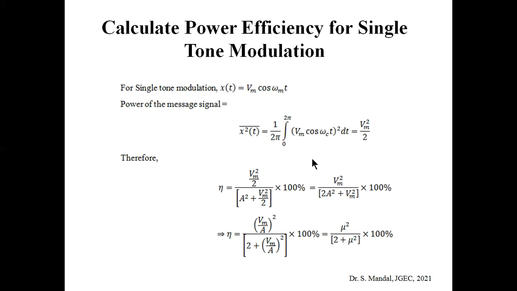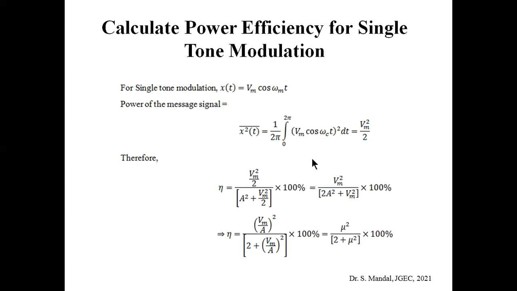Now another thing: calculate the power efficiency for single tone modulation. Here we want to find an expression of power efficiency in terms of modulation index. Consider single tone modulation where xt is a pure sinusoid, so xt is Vm cos omega m t. The power of the message signal is Vm square by 2. As you already know, for a sinusoidal or cosine signal, the power is its amplitude square by 2. Its amplitude is Vm, so the corresponding power is Vm square by 2.